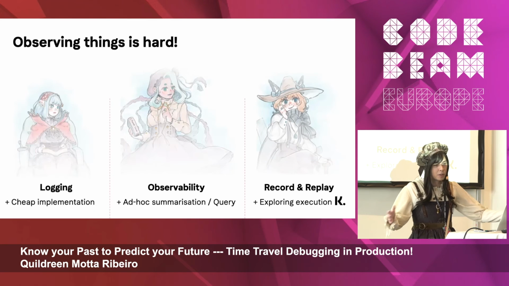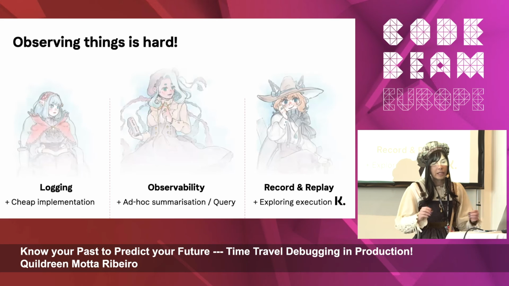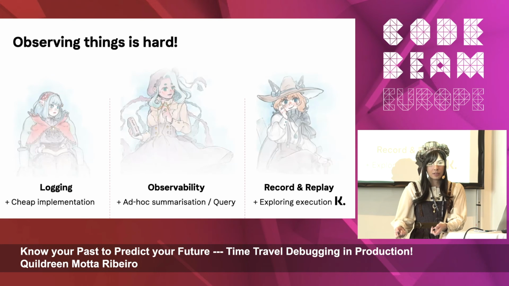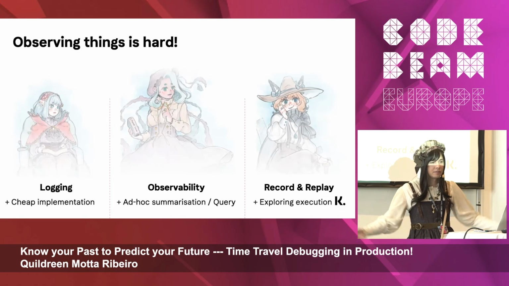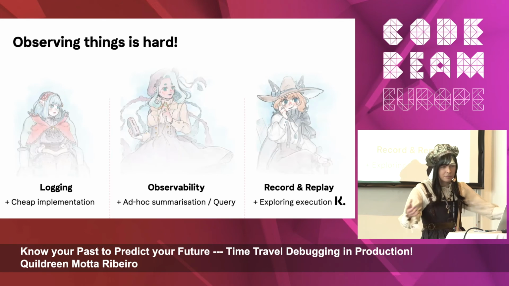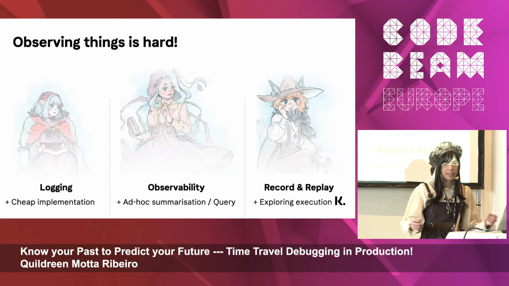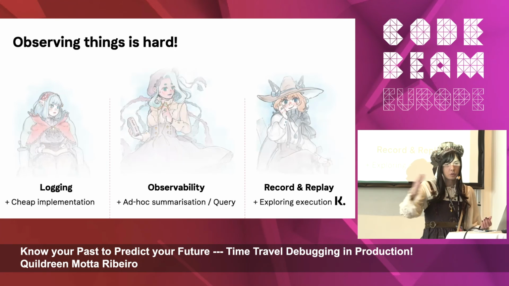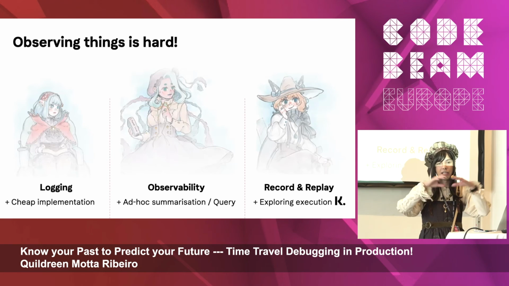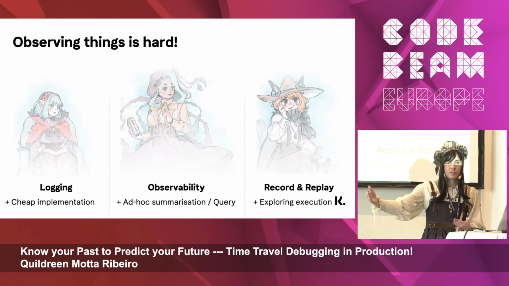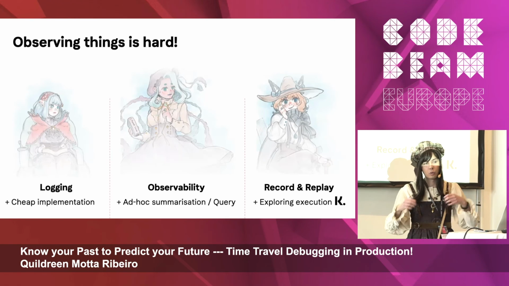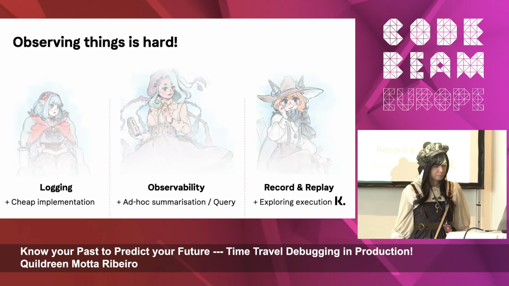Of course, observability breaks down when you don't know what to search for, because then you can't do anything. And that's why record and replay really shines, because you can just record stuff, and then you can replay it and observe different aspects of your system as it evolves, and then you can learn more about where you could look at.